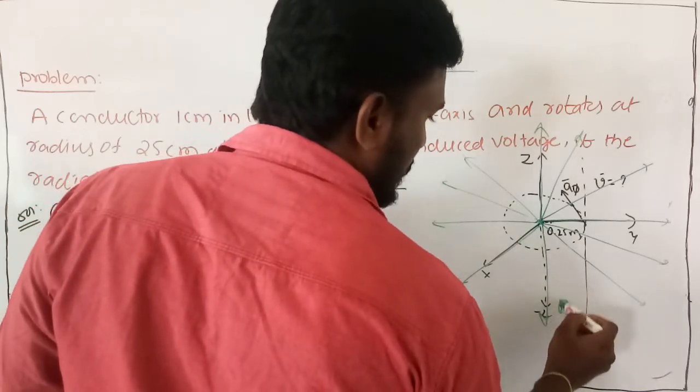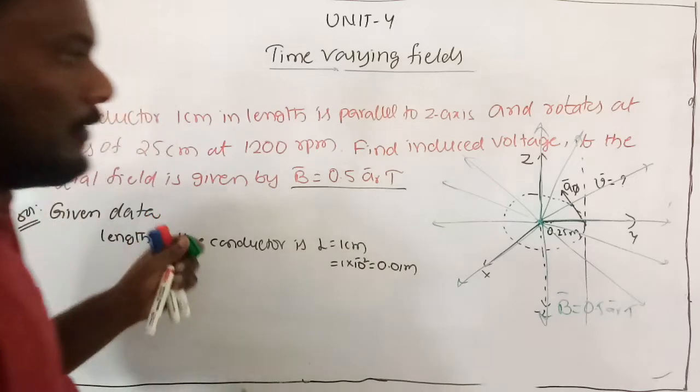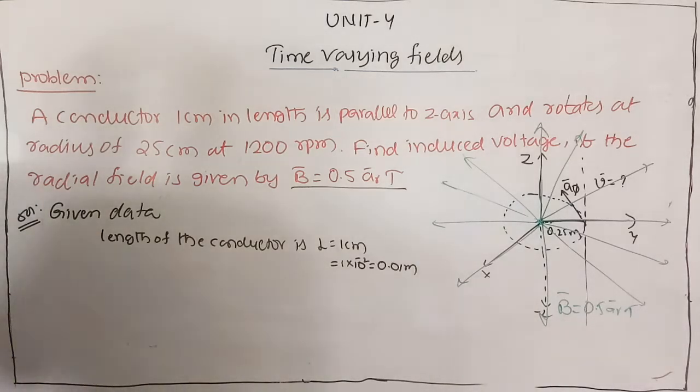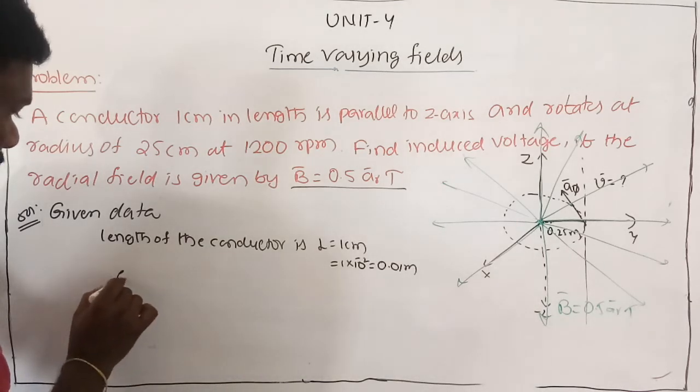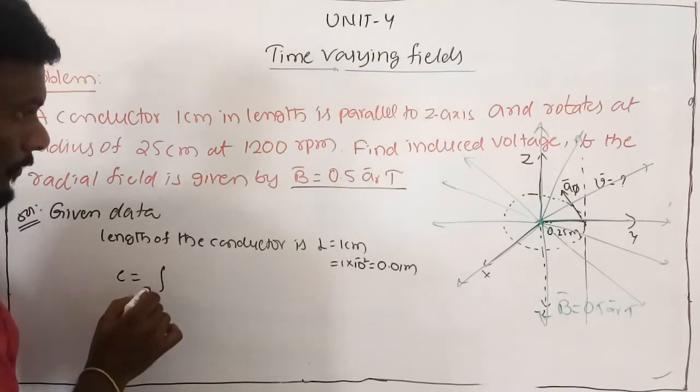Okay, so how much is B given? 0.5 a_r Tesla. Now see, as the magnetic field is stationary and the conductor is rotating, which type of EMF is induced inside the conductor? It is dynamically induced EMF. The conductor is moving, the magnetic field is stationary, so the EMF induced inside the conductor is dynamically induced EMF, or generator EMF.